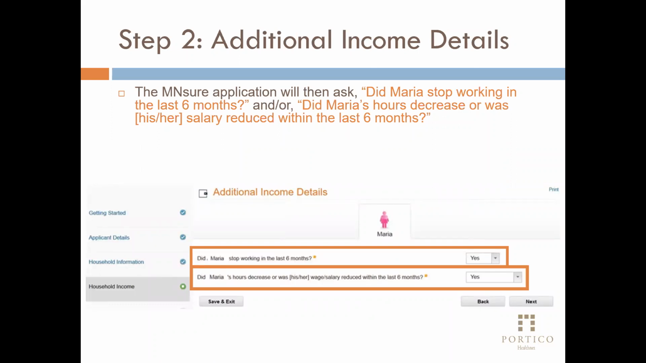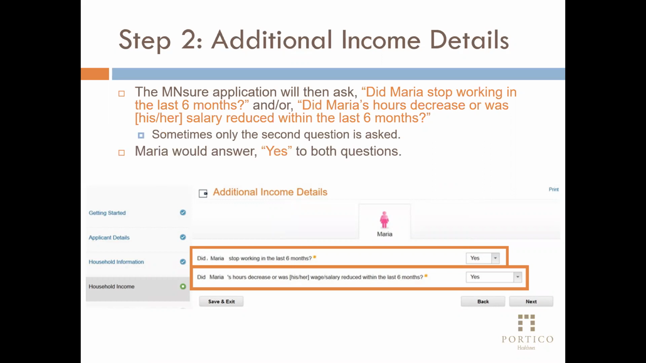So the MNsure application will ask, did Maria stop working in the last 6 months? Or did Maria's hours decrease, or was his or her salary reduced within the last 6 months? Sometimes only the second question is asked. Maria would answer yes to both questions.